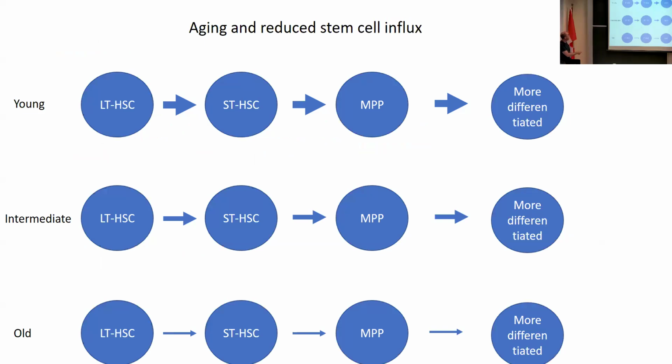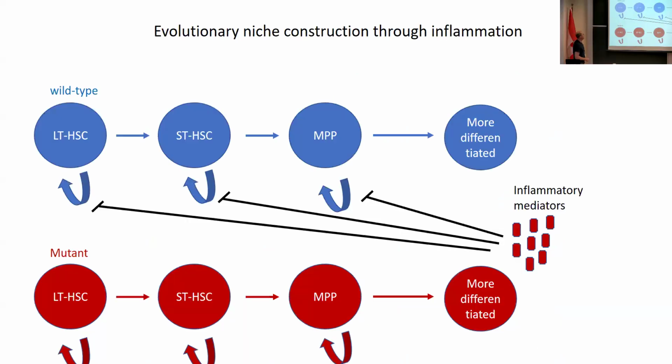So this is the aging business. As I said, you've got a young mouse. Thick arrows here show the strong differentiation from long-term stem cells into downstream compartments. As the mouse gets older, you can see that the arrows get thinner and thinner. It's because the rate of this influx becomes weaker and weaker. So that's one assumption that we're going to put in the model. The second assumption is the evolutionary niche construction.